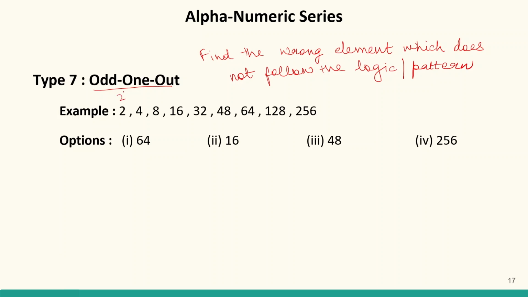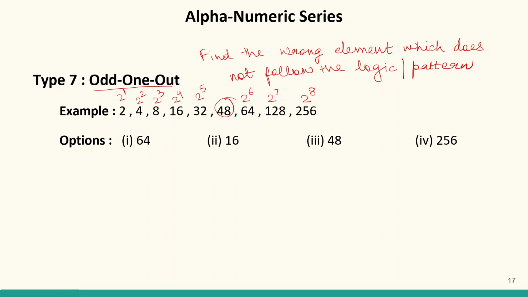2 can be written as 2 raised to the power 1. 4 can be written as 2 raised to the power 2. 8 can be written as 2 raised to the power 3. 16 can be written as 2 raised to the power 4. 32 can be written as 2 raised to the power 5. 64 can be written as 2 raised to the power 6. 128 can be written as 2 raised to the power 7. And 256 can be written as 2 raised to the power 8.